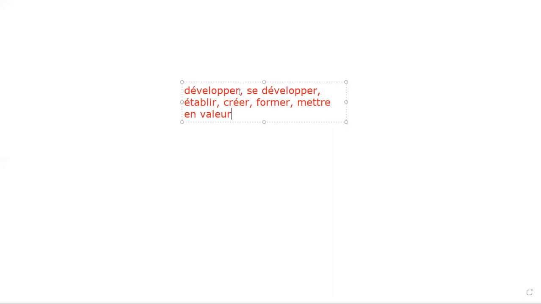Now, for example, we have the verb développer, to develop. Se développer is to develop. Établir is to establish. Créer is to create. Former is to form. Mettre en valeur, now we have also inserted mettre en valeur over here, to develop. Is it clear to you? Clear. Yes, sir.